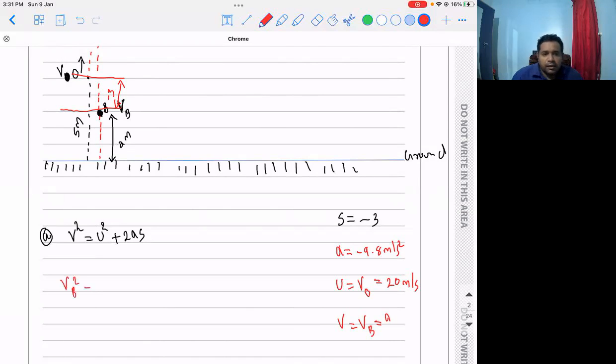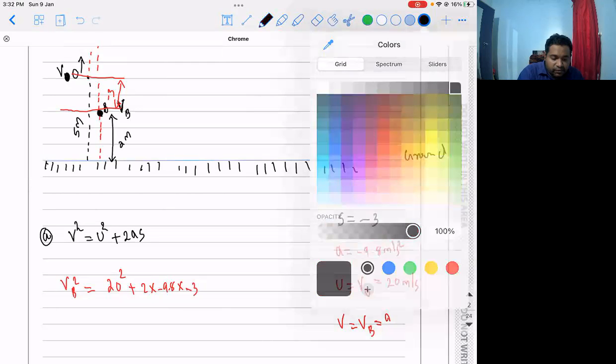This is minus 3. So substitute VB square is equal to 20 square plus 2 times minus 9.8 times minus 3. And if you're working this answer, you just input these values in your calculator, so you will definitely get the answer. So what is the value of VB?